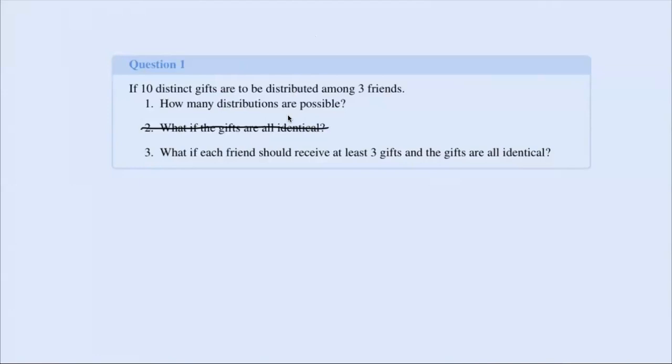Anyone got the answer for part 1? How will you distribute 10 distinct gifts among 3 friends? You mean this one? 10 minus 3 factorial. Why is that?